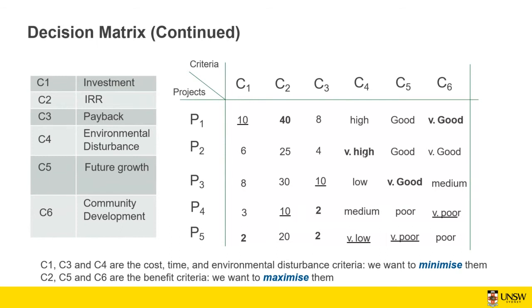So yes, that's right. I think that is a mistake here. I'll have a look again, but I think you're right. It should be the other scenario, in which the very low environmental disturbance is preferred. So it should be bold, and very high should be underlined. I'll have a look again, and if it's correct, I'll update the slides and send them to you. Okay.